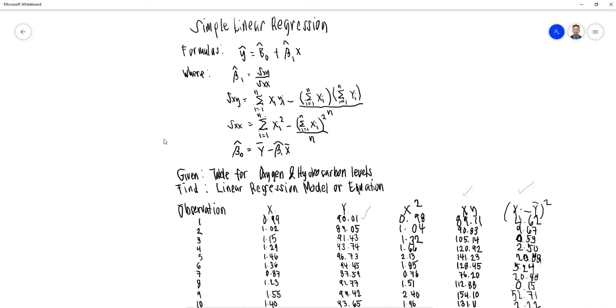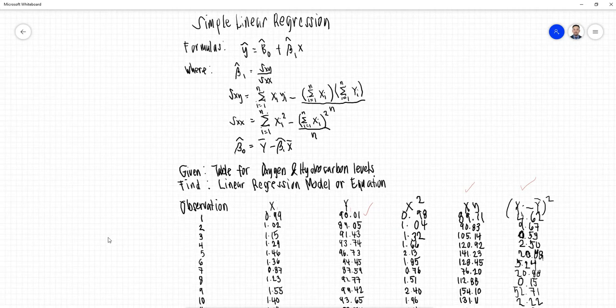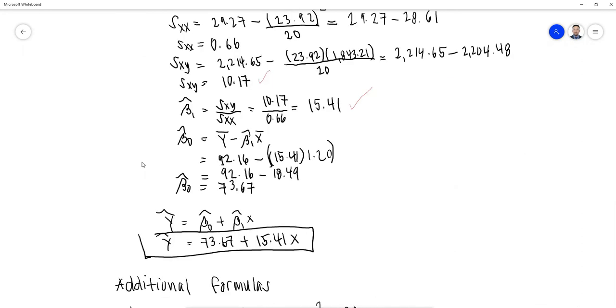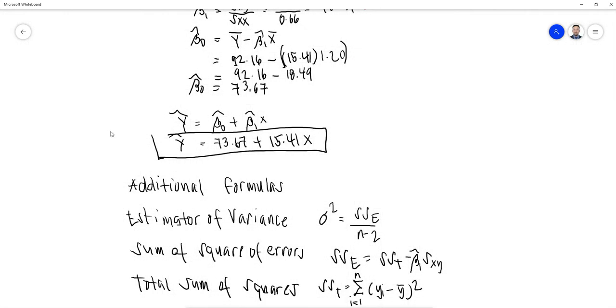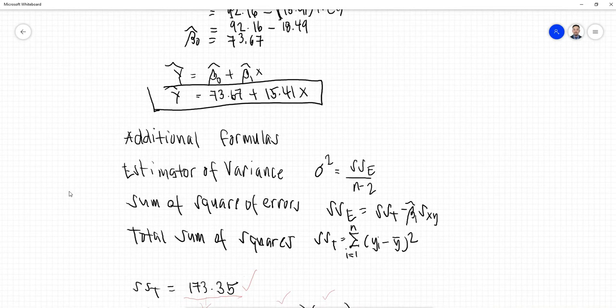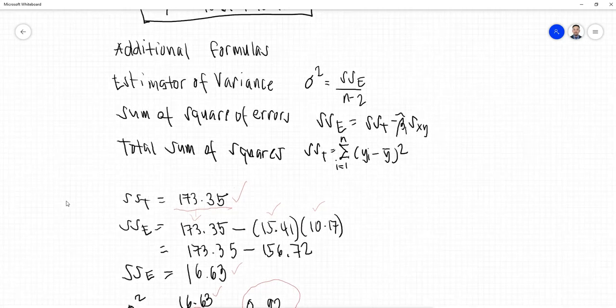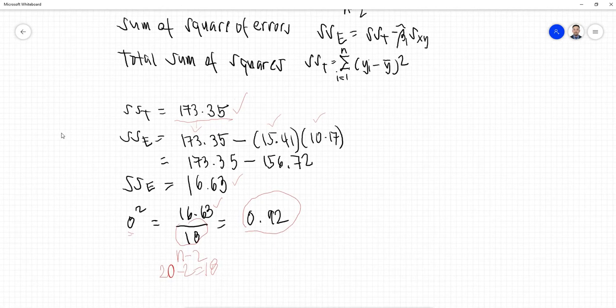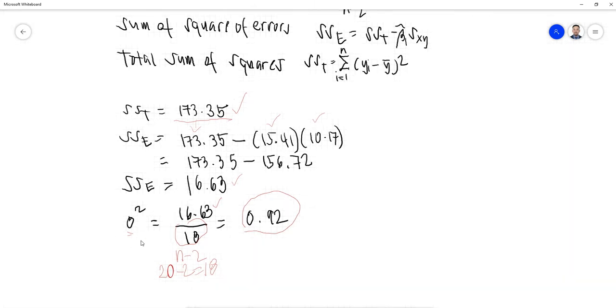Good day, and in this lesson, we will do hypothesis test in simple linear regression. In this table, we have the oxygen and hydrocarbon levels, and last time we computed for its slope and intercept, and we have determined its fitted simple linear regression model or equation. Also, we computed the estimator of the variance, sigma squared, sum of square of errors, SS sub e, and total sum of squares, SS sub t. Sigma squared is equal to 0.92.